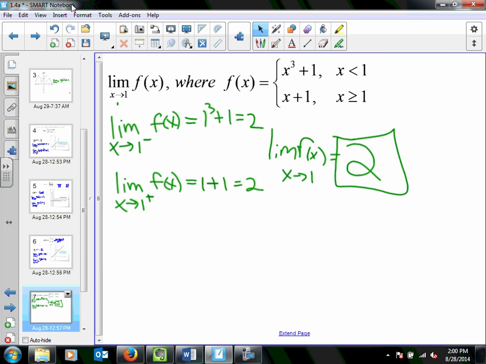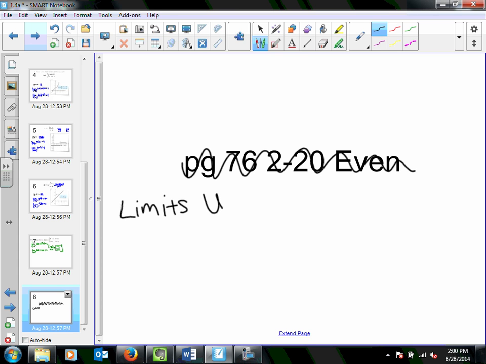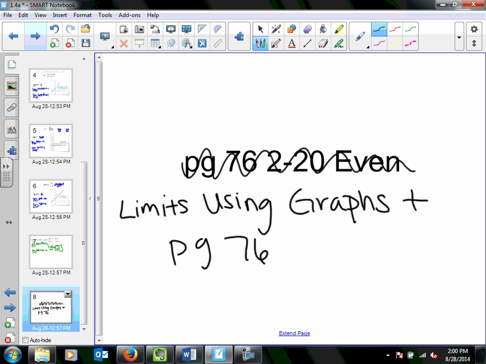So this is now your homework. I'm going to give you a limits using graphs worksheet. And then on the back of it, you can just put page 76, 7, 12, and 15 through 18.